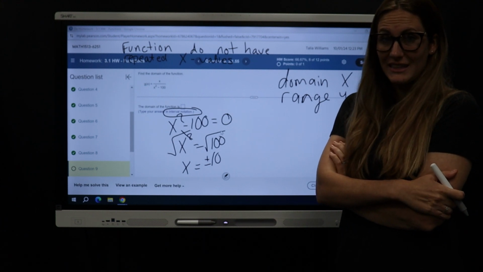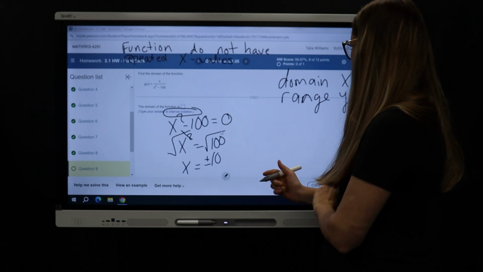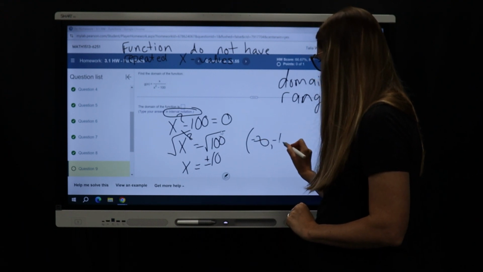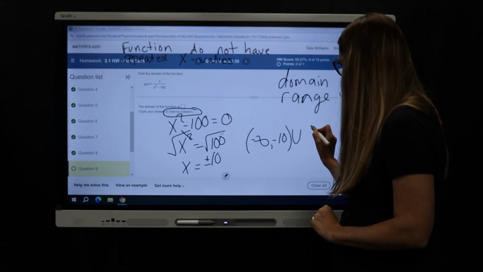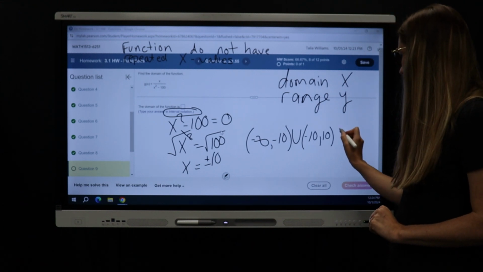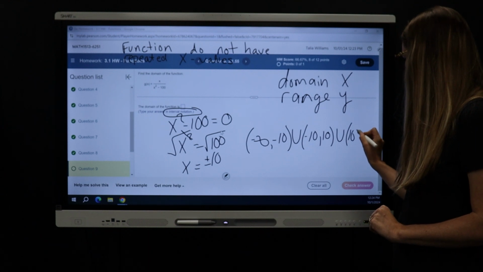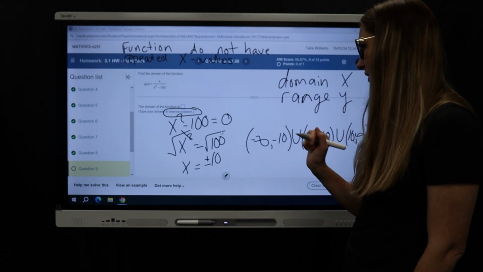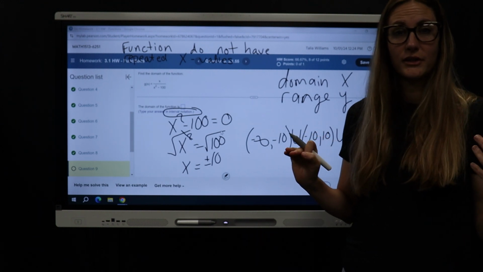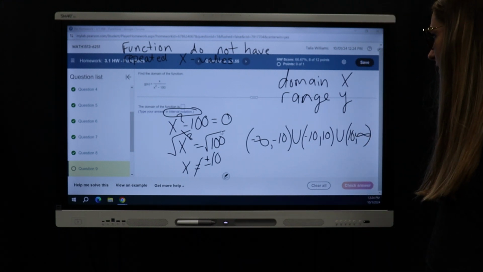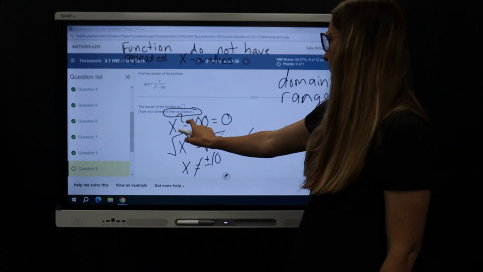So when we go to write this in interval notation, we're going to have negative infinity to negative 10 unioned with negative 10 to 10 unioned with 10 to infinity because they wanted interval notation. If it was like earlier where it just had plug in the number, you could do the cannot equal this. But here we go.